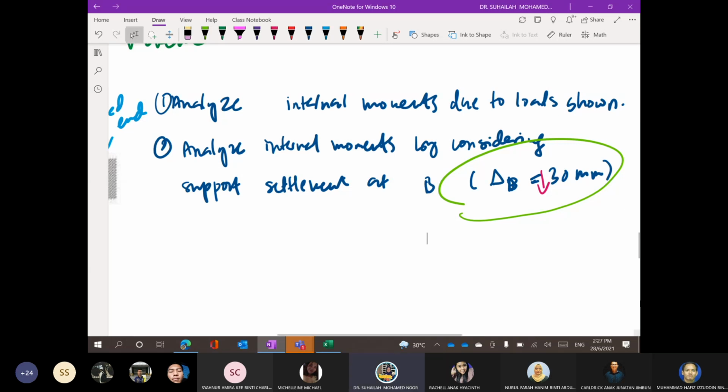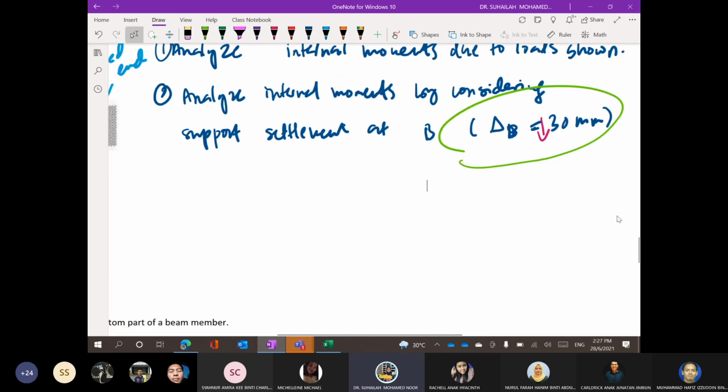So in order to analyze this settlement, we refer to the formula. There is only one formula to consider settlement. For example, both ends fixed like this. This is A and B, but this time B is settled like this.